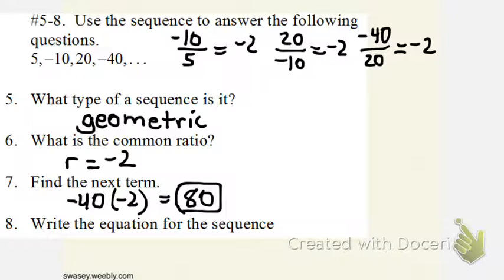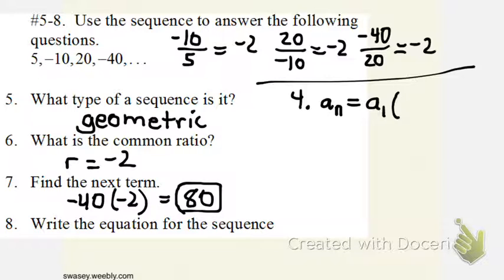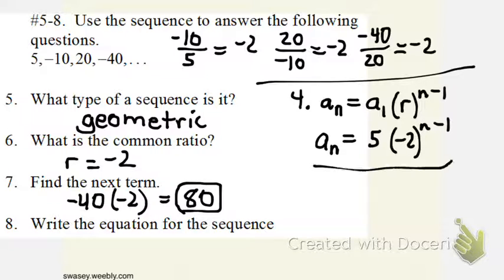To write the equation for the sequence, the equation for the geometric sequence is a sub n equals a sub 1 times r to the n minus 1 power. So we'll substitute into that. Our first term is 5, common ratio is negative 2, and then our exponent's n minus 1.